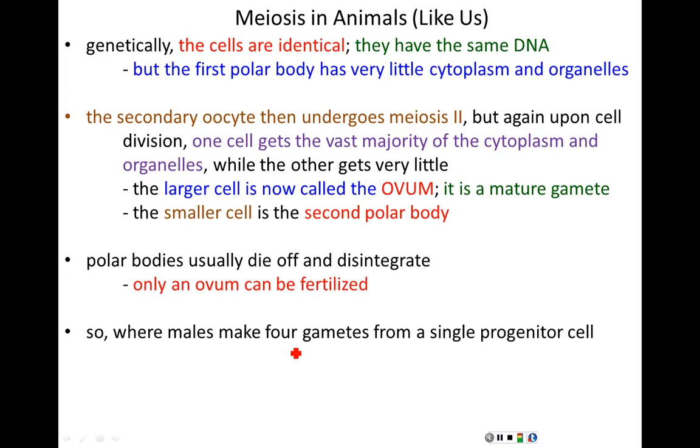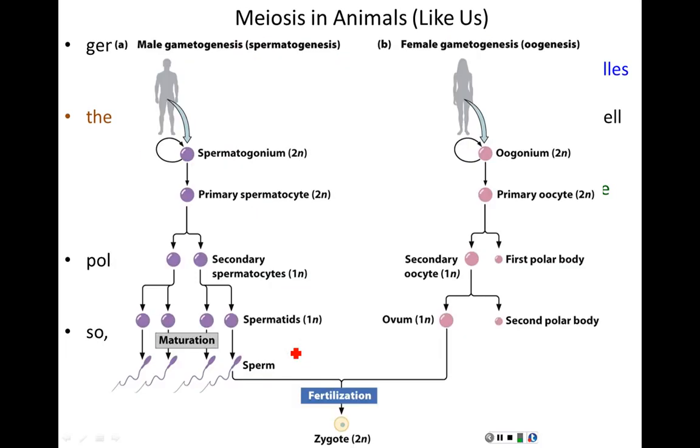So where with each round of meiosis, males make 4 gametes from a single diploid progenitor cell, females only make 1, because the polar bodies die off as a consequence of the unequal cell division. So females start with 1 primary oocyte and end with 1 ovum. Males start with 1 primary spermatocyte and end with 4 spermatids.